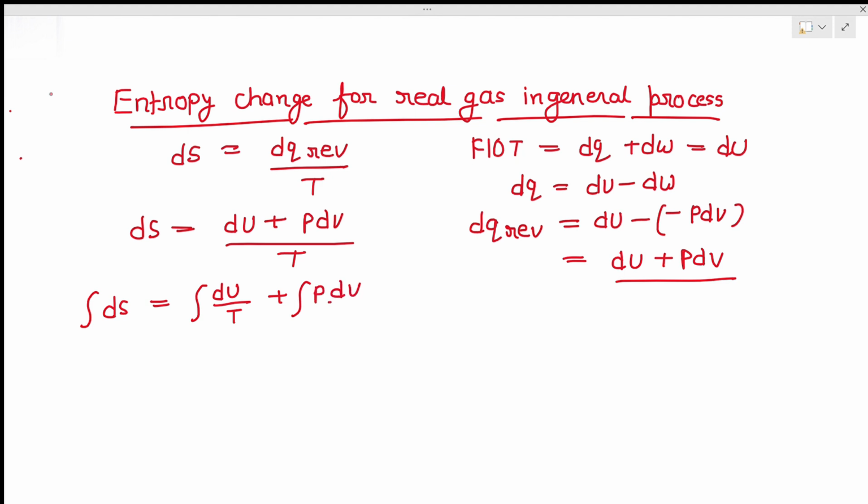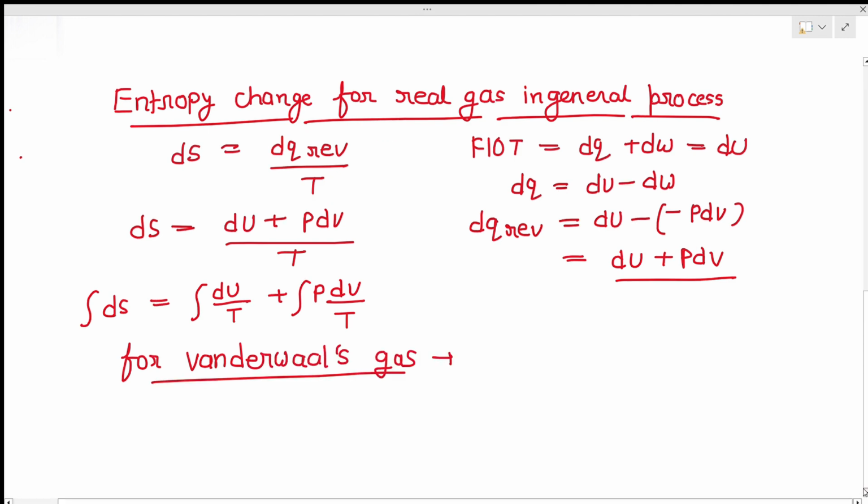So what are we getting? This will remain in this manner. This is the formula for the entropy change of the real gas. Now for the van der Waals gas. When you are given a van der Waals gas, how can you change this formula?